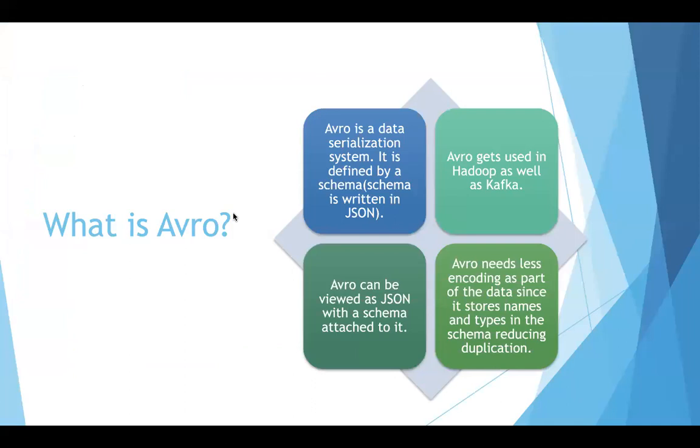Okay, so what is Avro? Avro is a data serialization system. It provides data structures and binary data formats to store persistent data. Avro gets used in many systems. It gets used in Hadoop, Kafka, etc. And today we will see its use in Kafka.